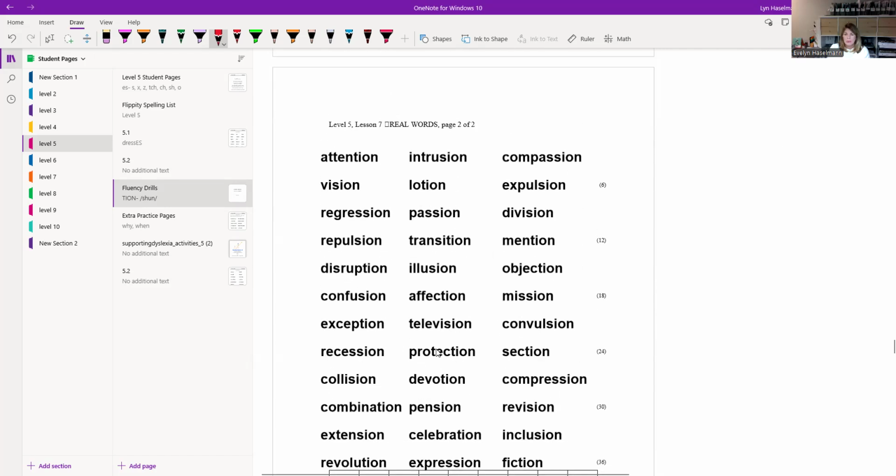Okay, so 2 pages of lesson 5.7. All right, so decode, don't guess. And we'll see you next time.